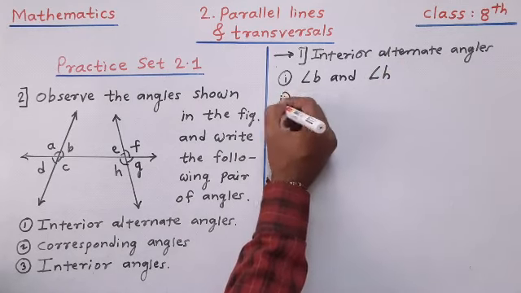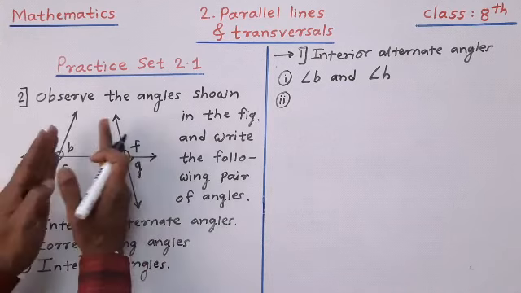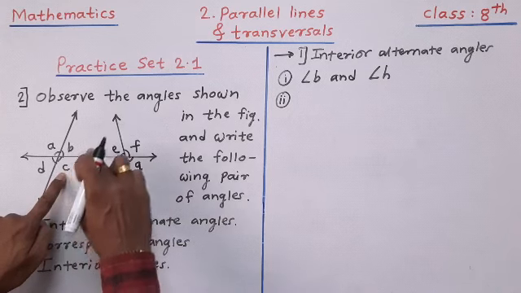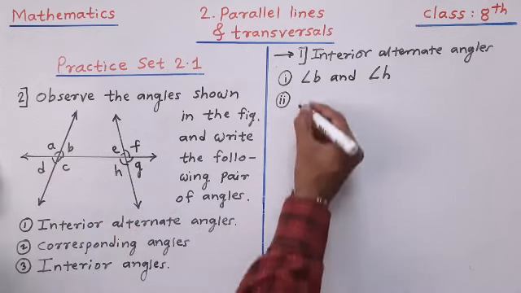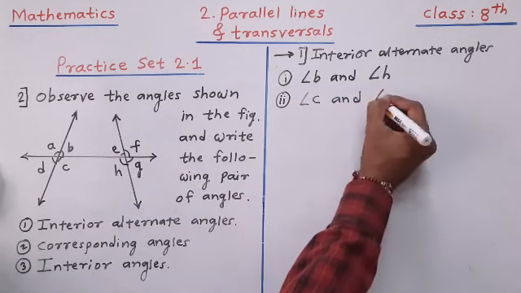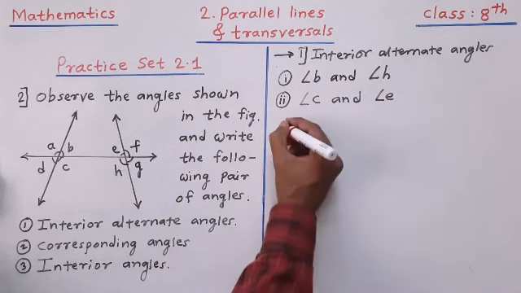Now the second pair is, if we take angle C, within the 2 lines, angle C, its interior alternate angle will be on the other side of transversal, and that is angle E. So angle C and angle E. These are 2 pairs of interior alternate angles.